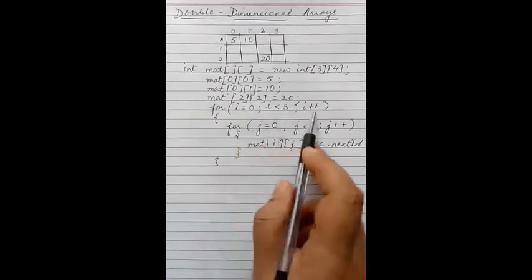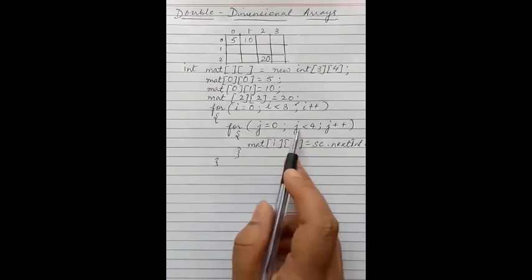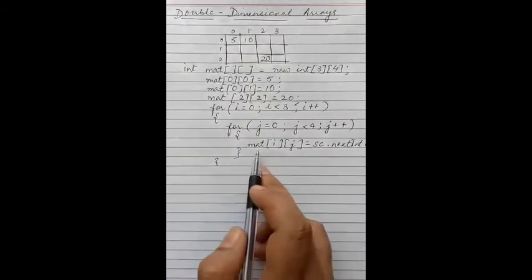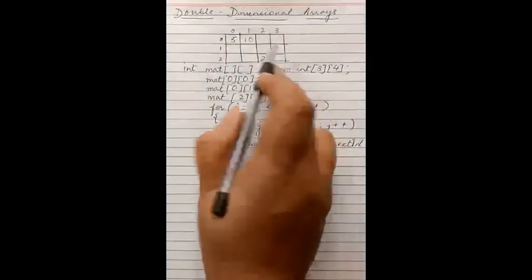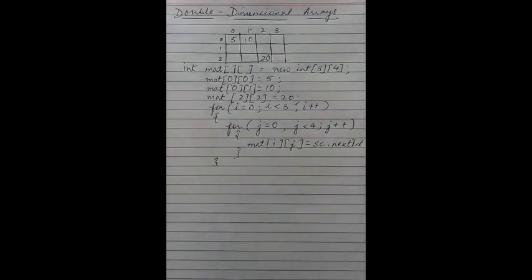This is how we are going to enter into a matrix. Nested for loop, outer for loop for the number of rows, the inner for loop for the number of columns, and inside the inner for loop we will be entering each value inside the matrix. So we will be doing certain programs now of double dimensional arrays which will make this concept clear.